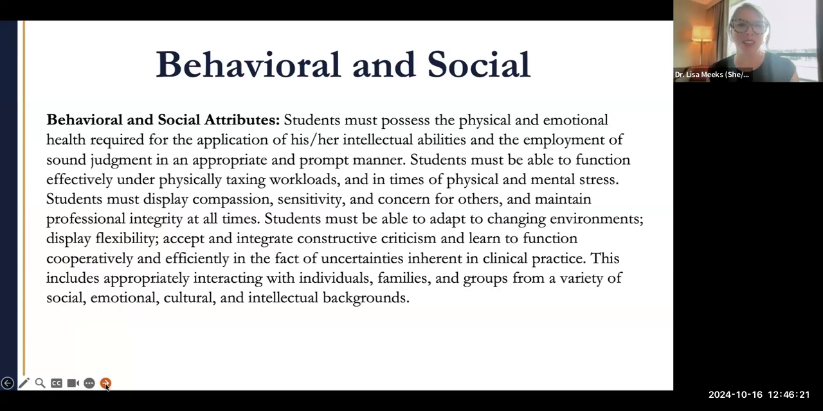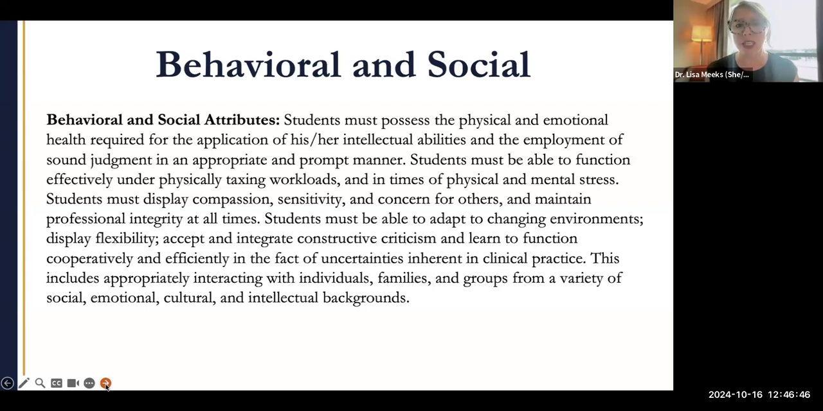I find this domain, though, to be the most nebulous and also at times the most important because, as you know, many of the cases that actually make it to court or that result in OCR complaints are focused on behavioral issues versus academic issues. So this is a really important domain, but you have to think about how you can measure what you're saying.